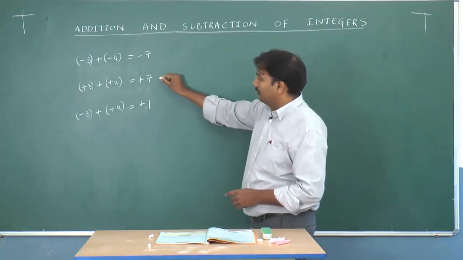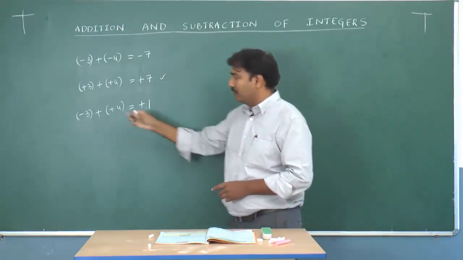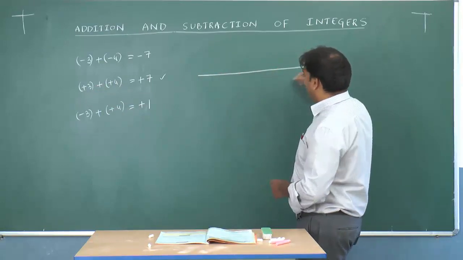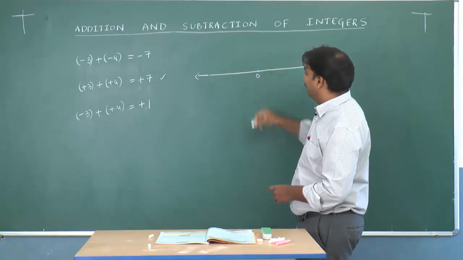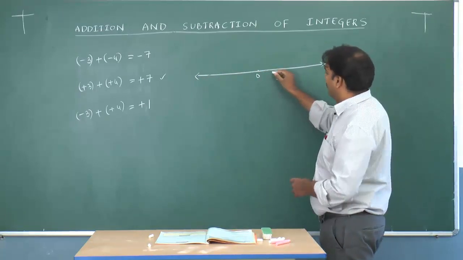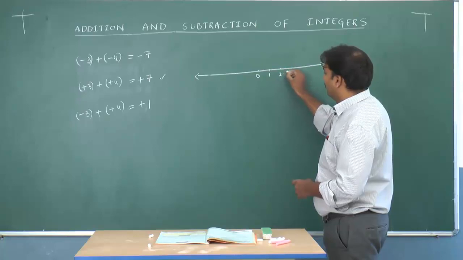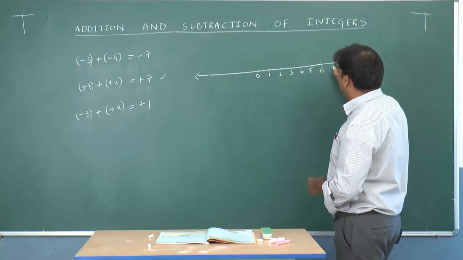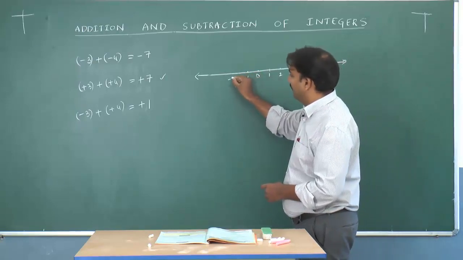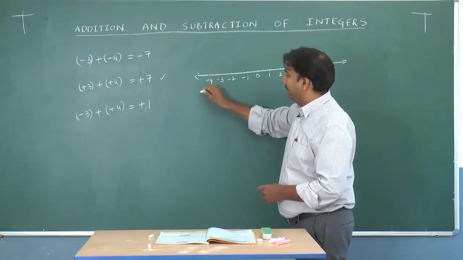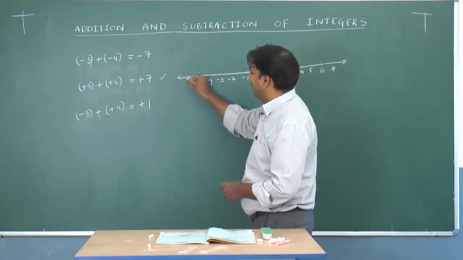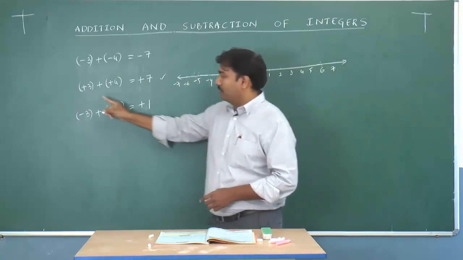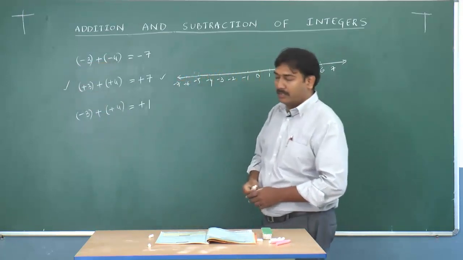Coming to rule number 1, let us see how to represent on the number line the case where both the numbers have the same sign. Let me take the number line and mark the number 0, and we know the numbers on the number line are going to be like 1, 2, 3, 4, 5, 6 and 7. In the same way, on the left side we will have the negative numbers, -5, -6 and -7.